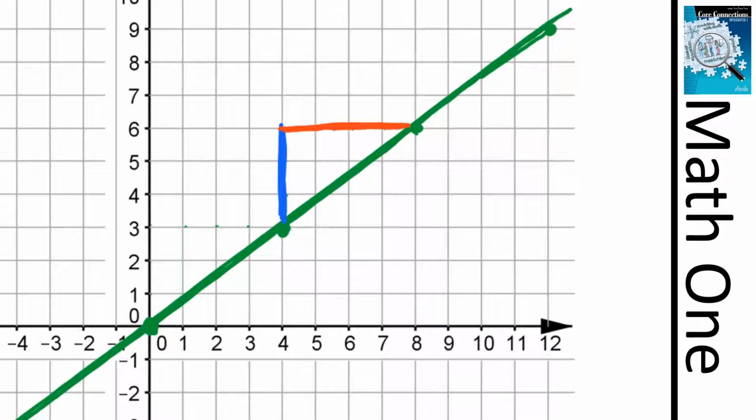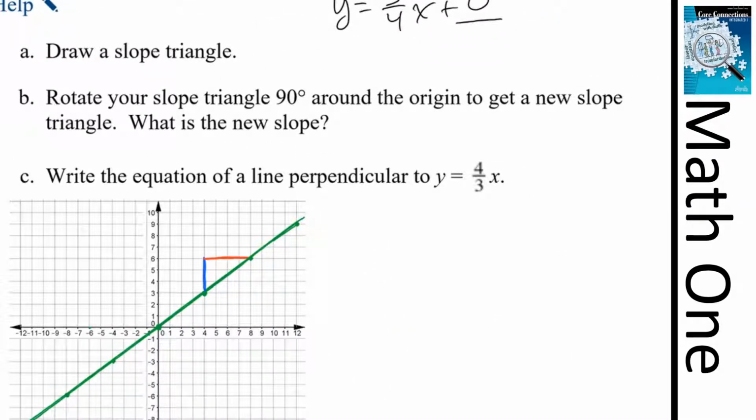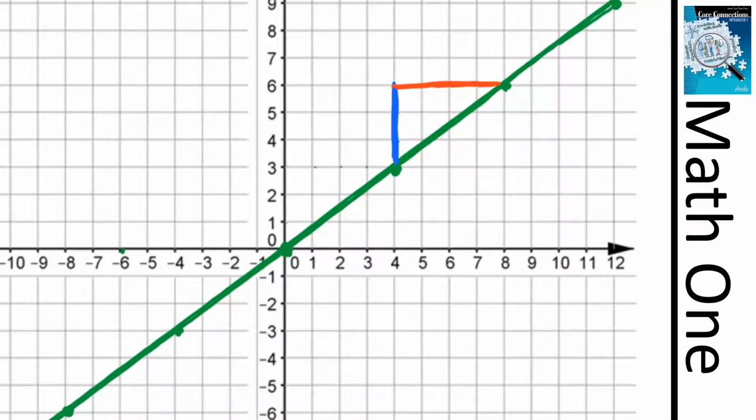And what I'm going to do now is take this slope triangle, and in part B it says rotate your slope triangle 90 degrees about the origin to get a new slope triangle. So it's just the slope triangle I'm focusing on. I'm rotating actually the entire plane, but it said just rotate the slope triangle on it. So I'm going this direction, and it didn't tell me if I was going clockwise or counterclockwise, so I'm going to go counterclockwise about the origin.